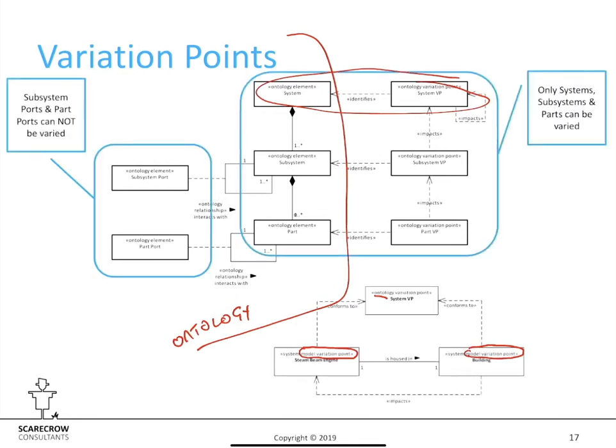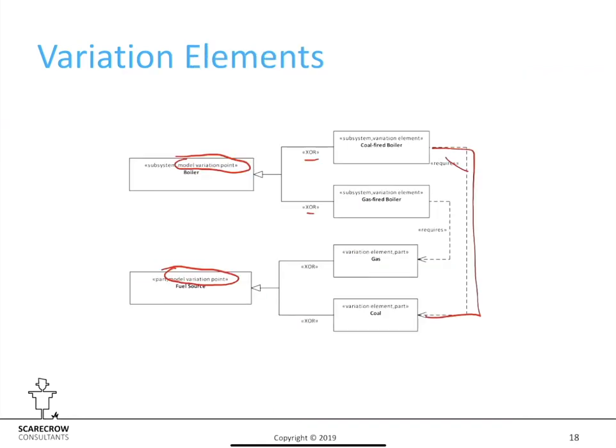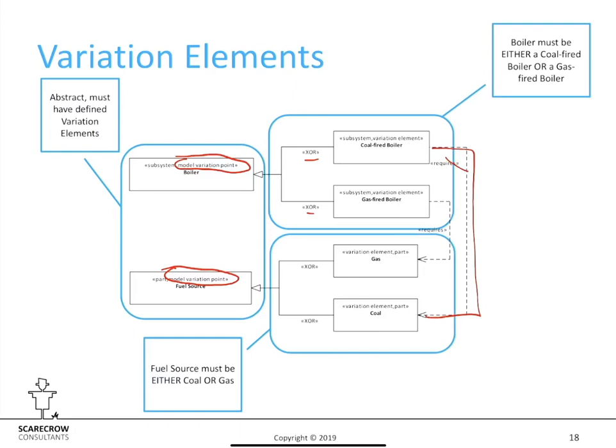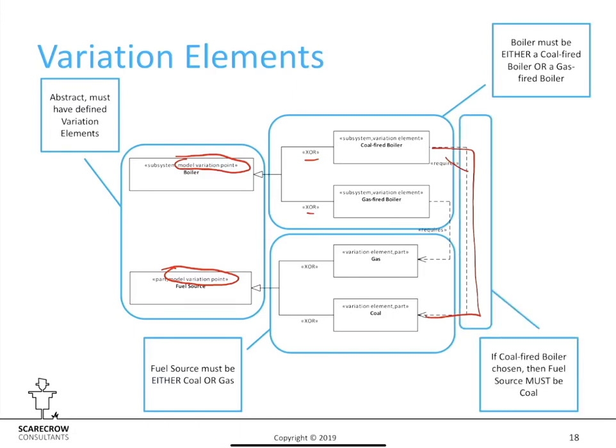Okay, which systems are we going to vary? We're going to vary the beam engine and the building. Okay, for the things that we are going to vary, what actual types of variant do we have? Okay, for the boiler, we've got coal-fired and gas-fired. For the fuel source, we've got gas and coal, and we can link them together where we've got dependencies.